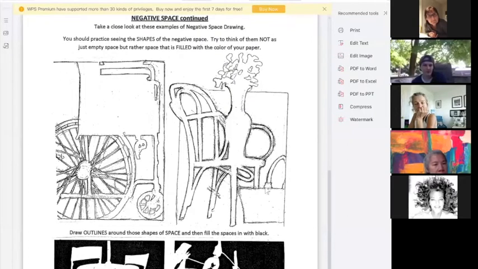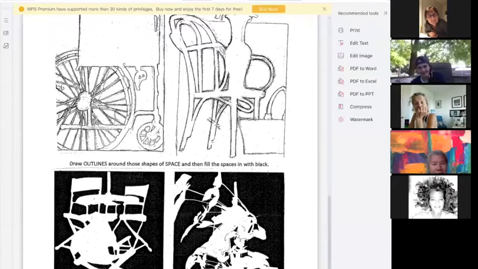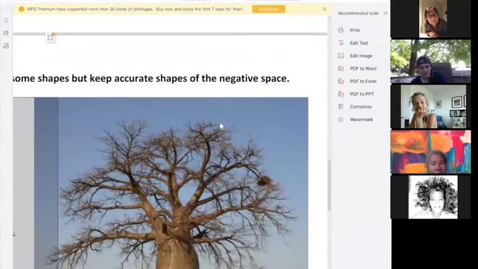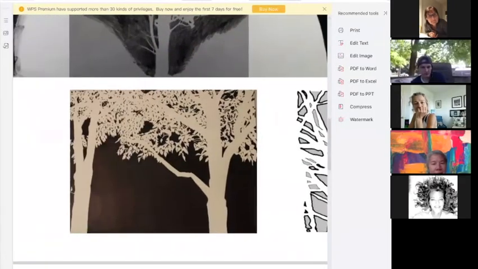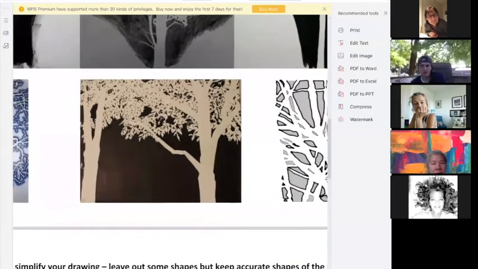So the idea is not to be able to create these types of drawings. That's not the end result. They do turn out pretty cool, don't they? The end result is to improve your drawing, rather than just your normal regular type drawing, okay?